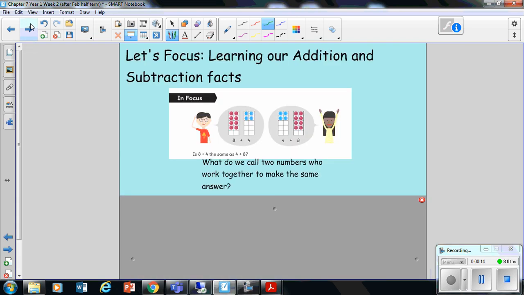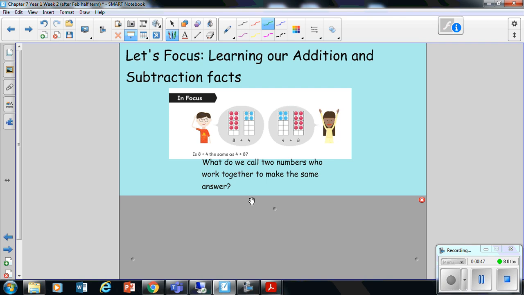Okay, today our learning objective is to use our addition and subtraction facts. Now, we talked about this at the very beginning of this week when we did our fluency, and we talked about our fact families, and we talked about the law of commutativity. Okay, so here I have got an in focus task, and the question is: is 8 add 4 the same as 4 add 8? Now, if you are thinking super hard about our lesson on Monday, you will know what the answer to this question is.